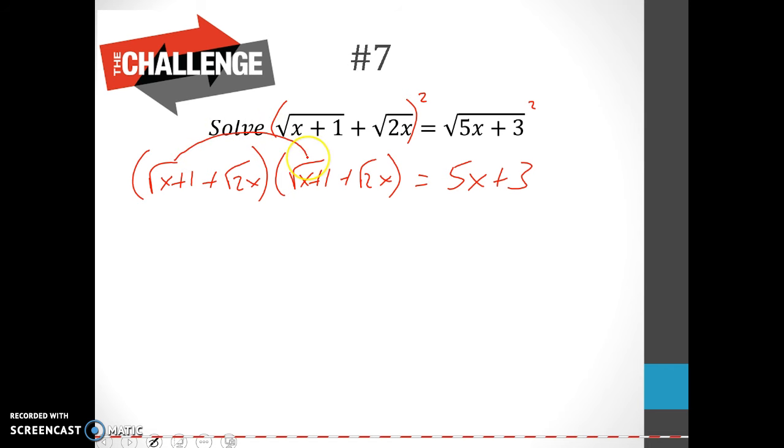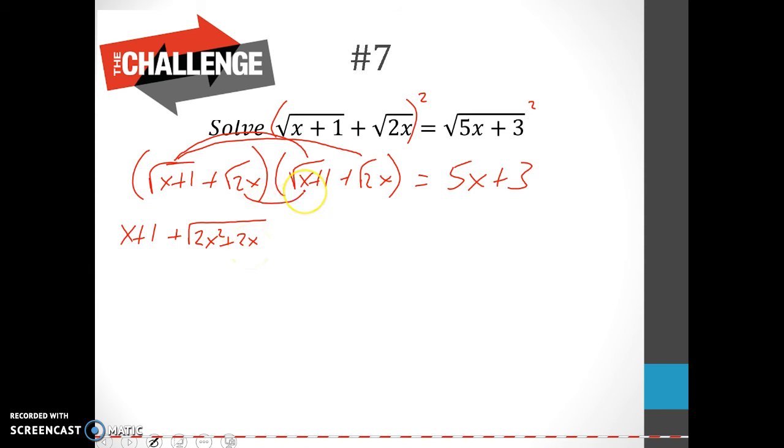I'm going to multiply these two together. The square root of x plus 1 times the square root of x plus 1 is just x plus 1. Then when I multiply the square root of x plus 1 times 2x, I'm going to have 2x times x, which, this is the square root still, it's 2x squared, plus 2x times 1 is 2x.